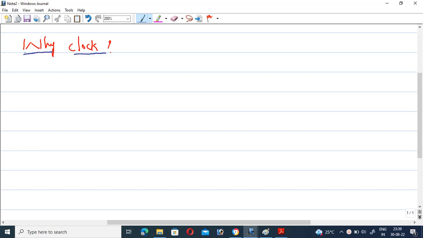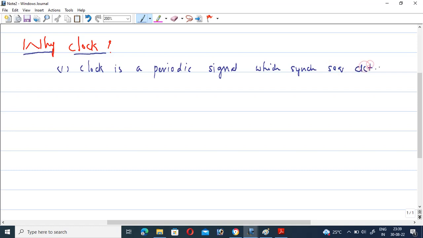Here, clock means, we know that a clock is a periodic signal, which synchronizes the sequential circuits. So what is the need of synchronization?